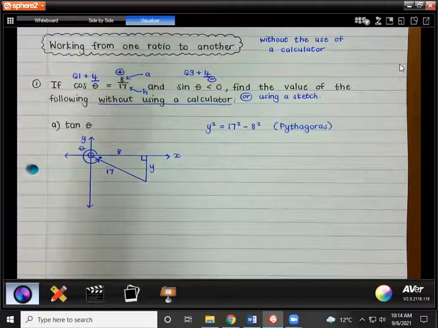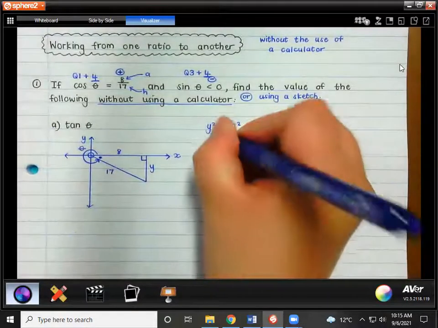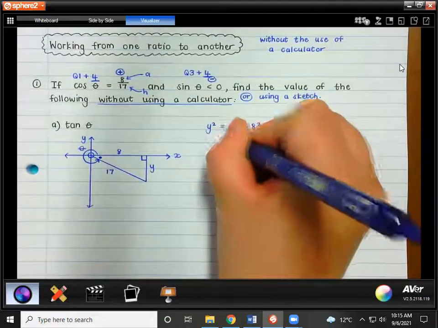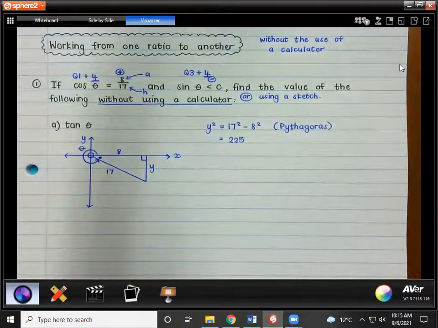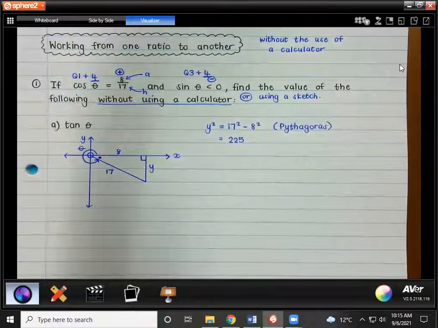Oh, the answer is 15. Yes, but I mean 17 squared. I don't know what that is. All right, so 17 squared minus 64, doesn't matter. You get an answer of 225. Okay, it's fine if you use your calculator for that, but how would we know anyway? All right, you might know what those values are.